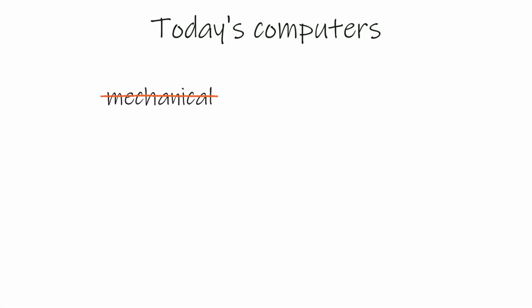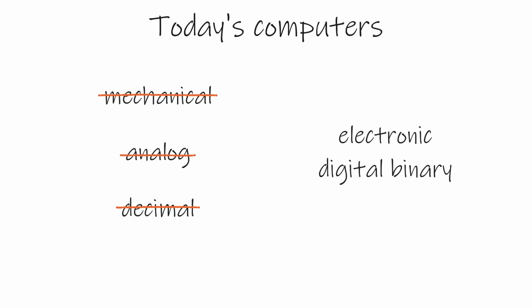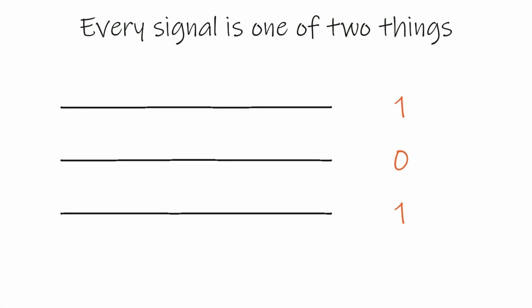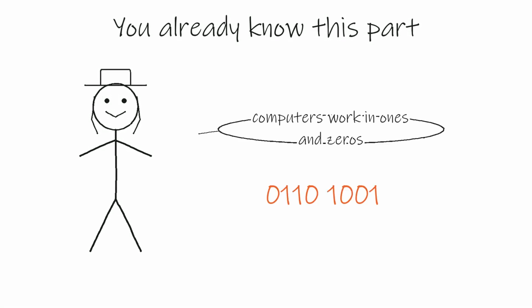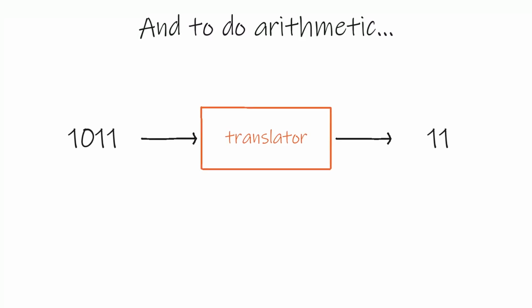Today's computers are electronic, not mechanical. Digital, not analog. Binary, not decimal. Every signal in there is one of 2 things. 1 or 0. You already know this part. Computers work in ones and zeros. And to do arithmetic, you'd think it translates that code back into real numbers.